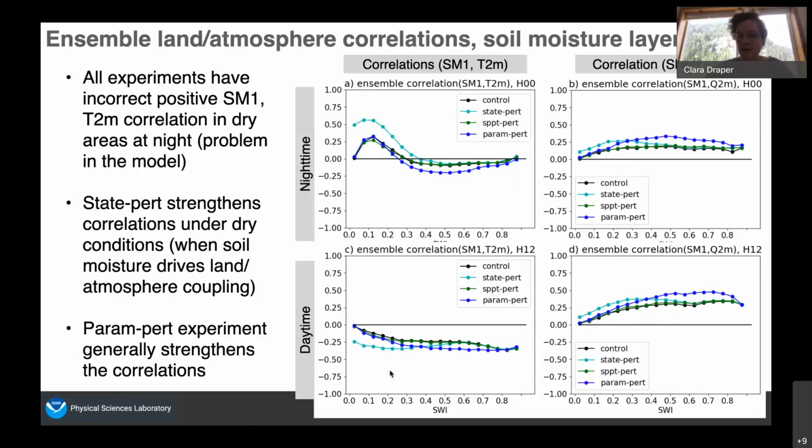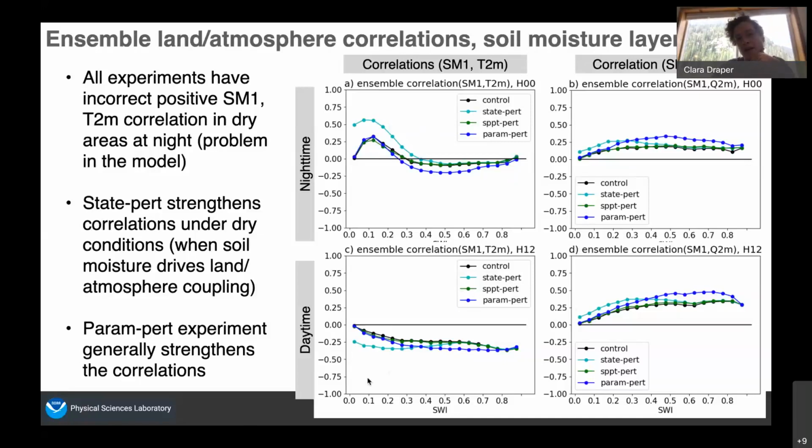And this makes sense because in dry conditions, typically the soil moisture controls the partition of incoming radiation into latent and sensible heat fluxes. And so in these conditions, basically the soil moisture is driving the land atmosphere coupling. And so if I add perturbations directly to the soil moisture, I'm just going to enhance this relationship.